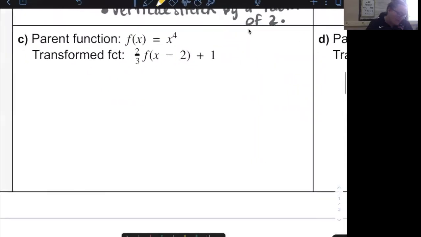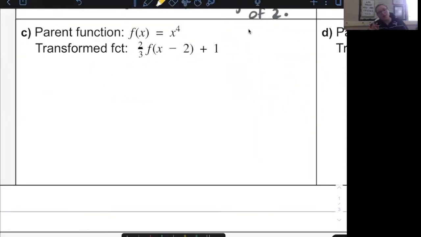All right, now for part C, we're going to get a little more complicated. We're going to have 3 transformations in one. So we're going to take 2/3 times f of x minus 2 plus 1. So what does that look like for our function? 2/3 times f of x minus 2 plus 1.